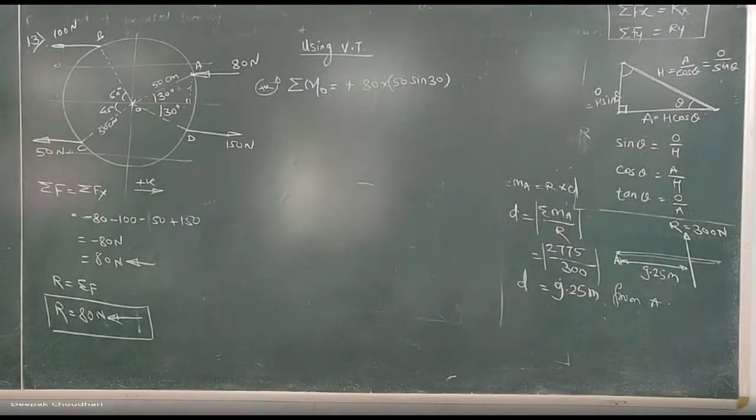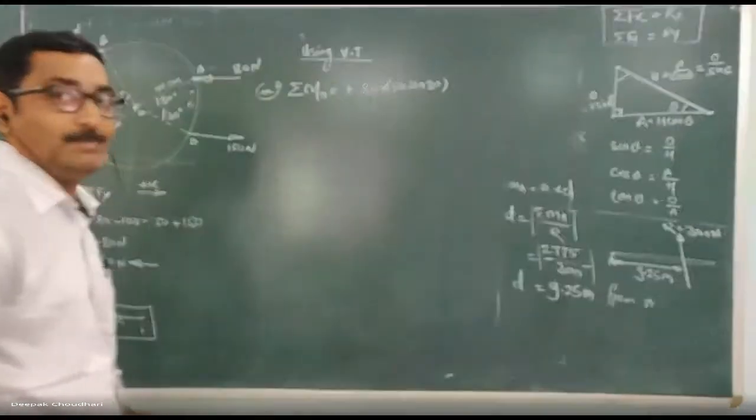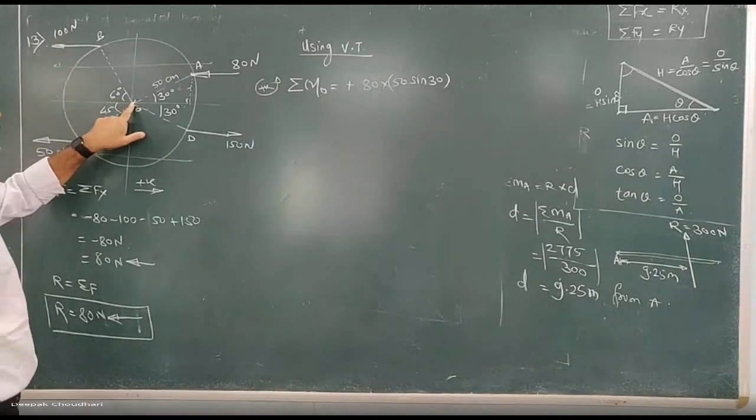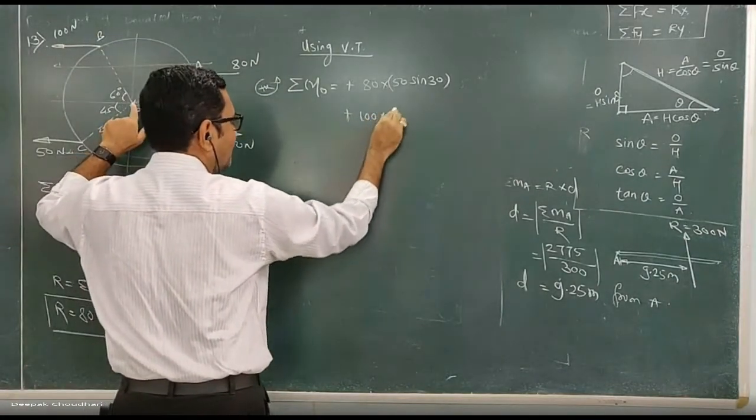And no need to give any explanation. Nobody is going to ask you to explain how 50 sin 30 came, in the paper. In an oral, they can ask. Okay. Then this 100 Newton force, its moment about point O produces an anti-clockwise moment of plus 100 into perpendicular distance.